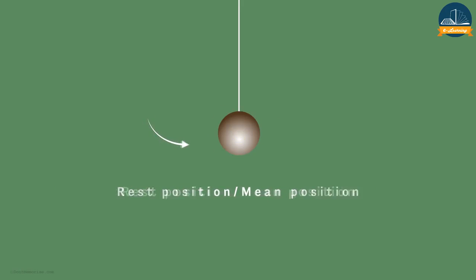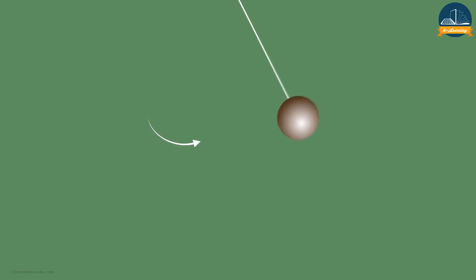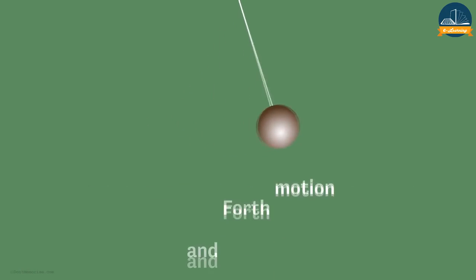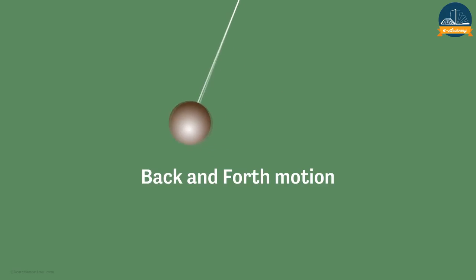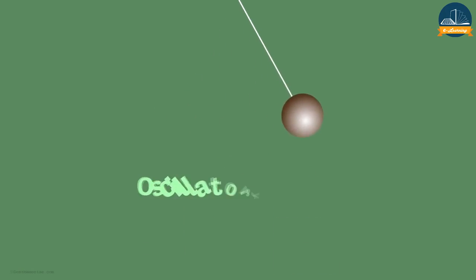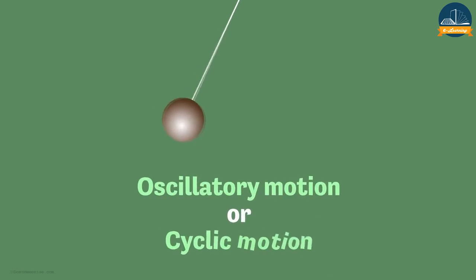Now, what will happen if I give this bob a little push in either direction? You will see that it starts moving back and forth. This back and forth motion is repetitive in nature, and hence this motion of the bob is also called the oscillatory motion or the cyclic motion.